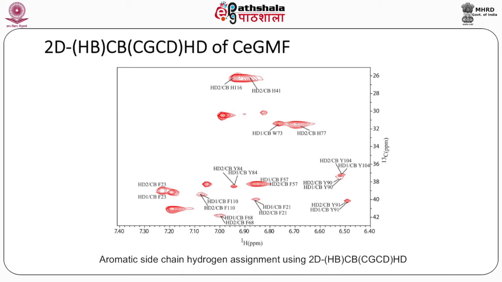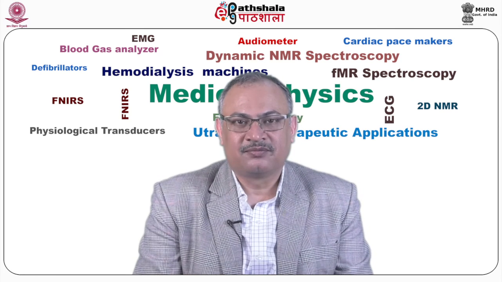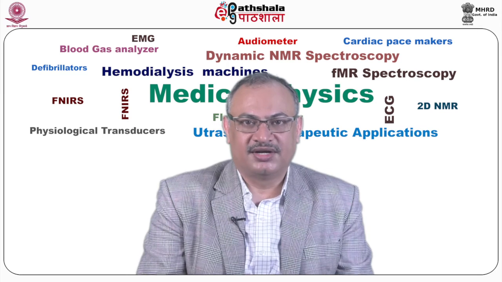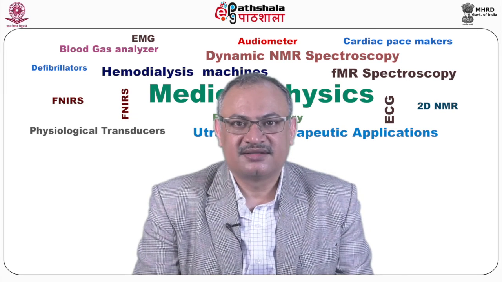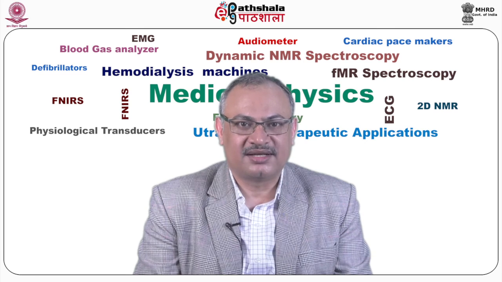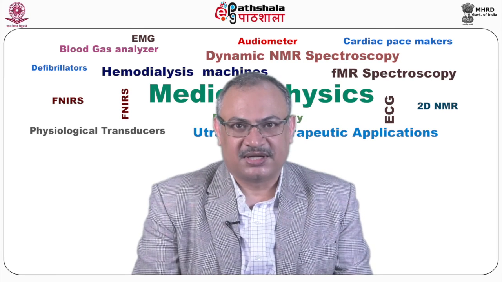As I was talking about the side chain of the histidine residue, this experiment can provide the C beta correlation with the HD and HE of the histidine residue. So here you see the CBHD spectrum of CEGMF with various correlations between the aromatic C beta chemical shifts and their HD protons in the aromatic side chain. And similarly, you would see this for the C beta HE experiment.